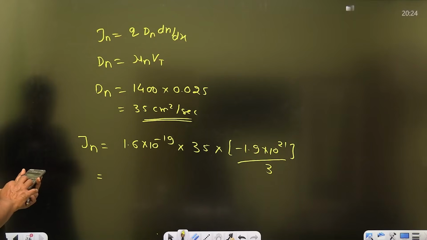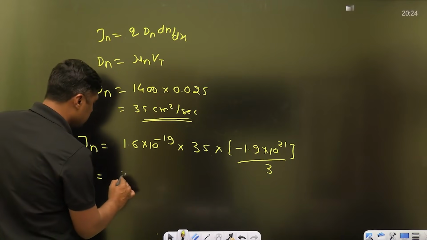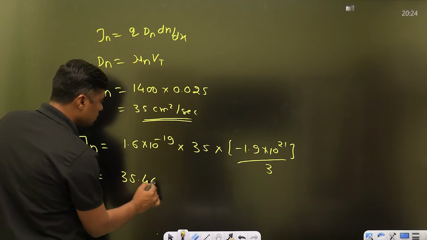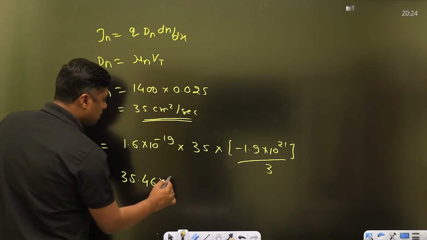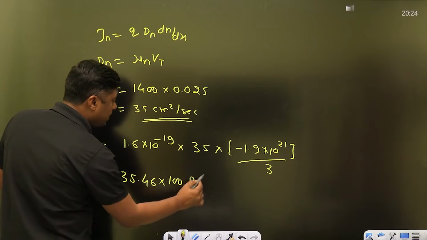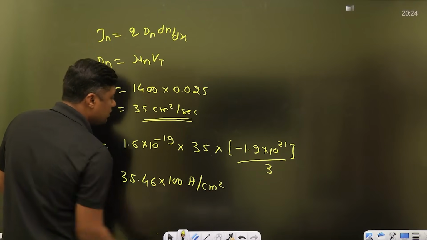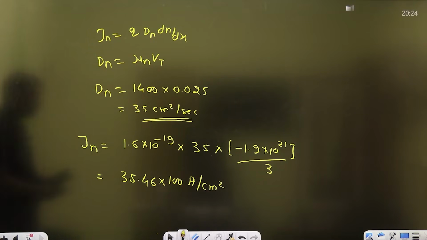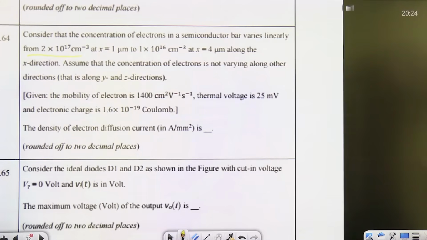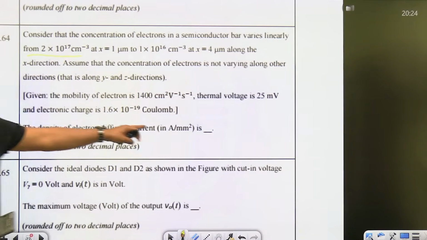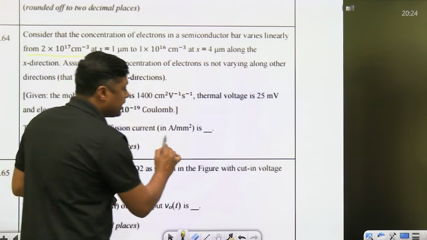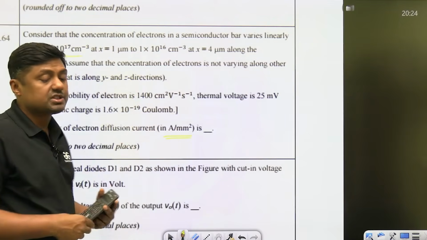1.6 into 35 into 1.9 divided by 3 gives 35.46 into 100 ampere per centimeter square. Ampere per centimeter square, guys. But the answer is given in ampere per mm square. Always check the unit, guys. New students, always check the unit.